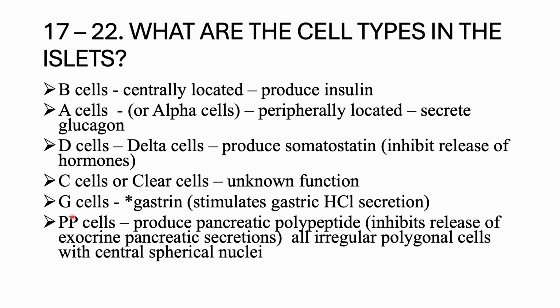And we also have the PP cells, which help produce pancreatic polypeptides, which inhibit the release of exocrine pancreatic secretions, all irregular polygonal cells with central spherical nuclei. So again, what releases gastrin? The G cells. What releases insulin? The B cells. How about glucagon? The A cells. Okay, next slide.